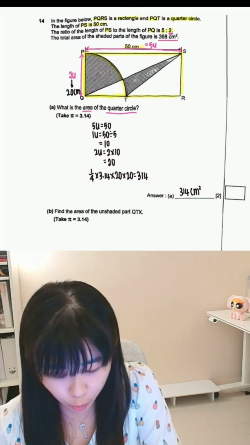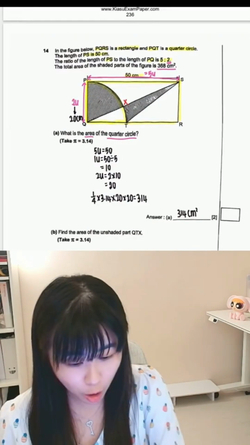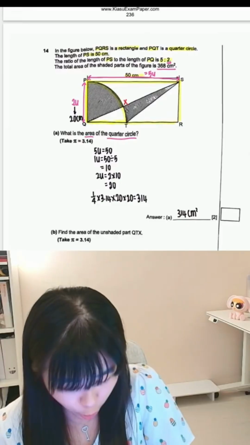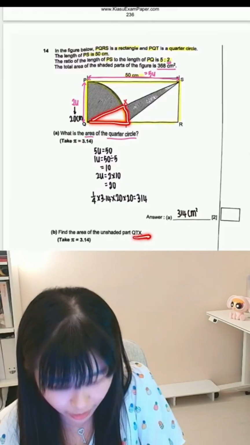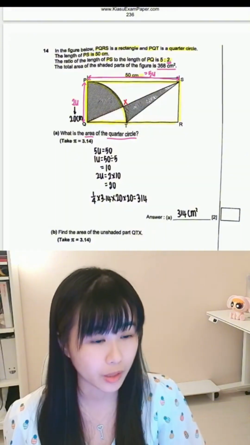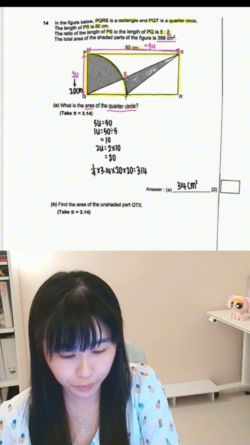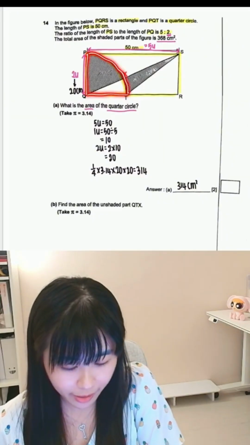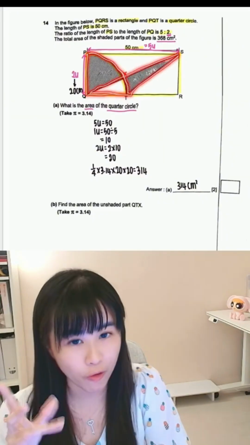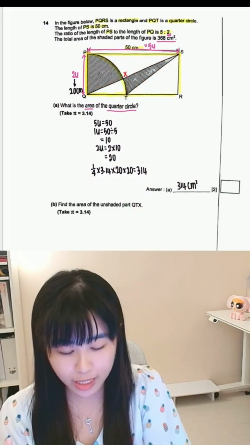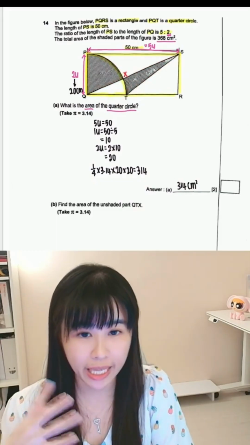Find the area of unshaded part QTX. The X is supposed to be here, that's the missing info. Actually, your QTX is this part that they are looking for. First, you look at the shapes that you know: the quadrant and the triangle, you know, right? And there's an overlap part, and that's your QTX.